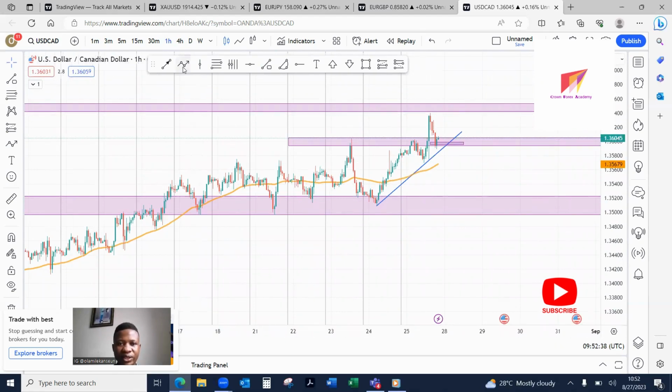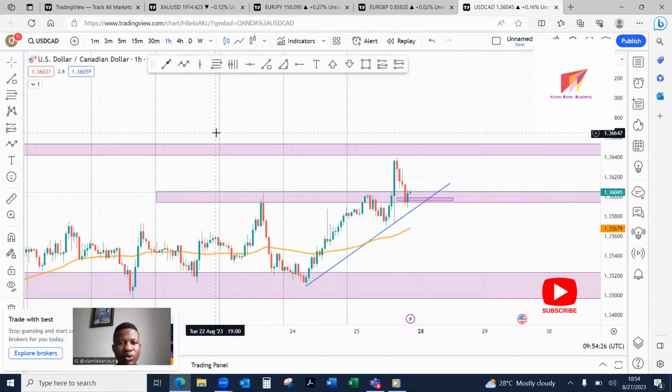So let's say, for example, you can see that this market created a structure here. The market created a higher high, higher low, and another higher high. The market has come back to retest this zone. So basically, this coming week, I'll be looking for a buy position.